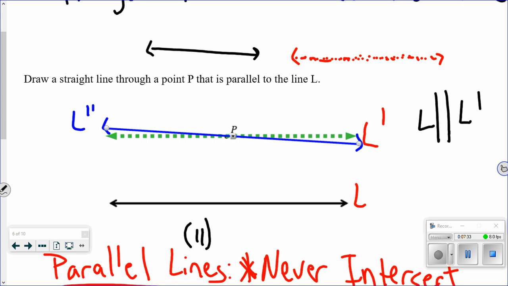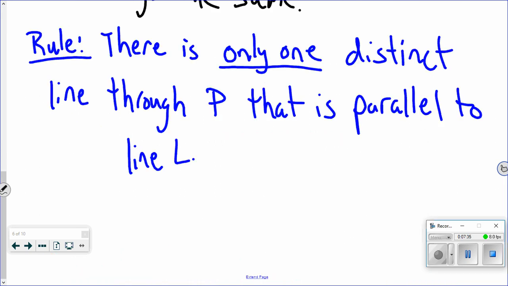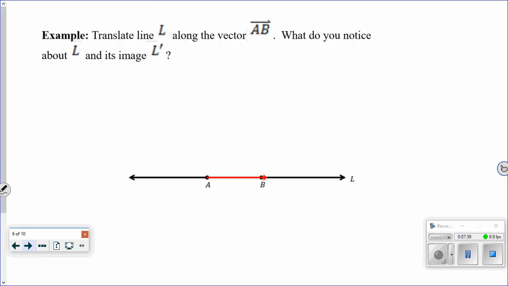Okay. So now let's get on to moving or translating some lines along a vector. If we take a look at this example, it says, please translate line L along vector AB. And then it says, what do you notice about L and its image L prime? So let's take a look.